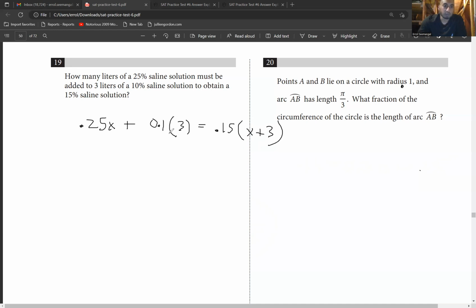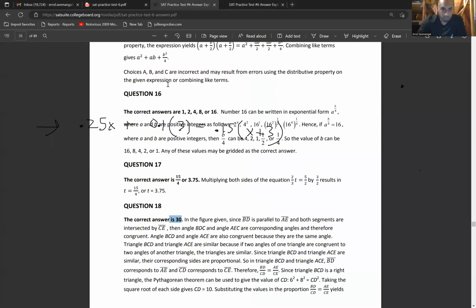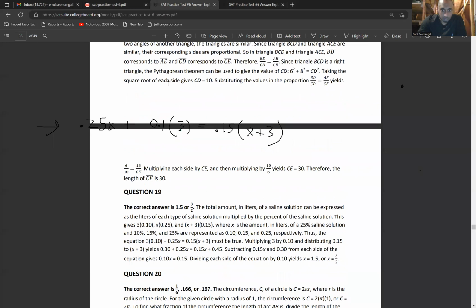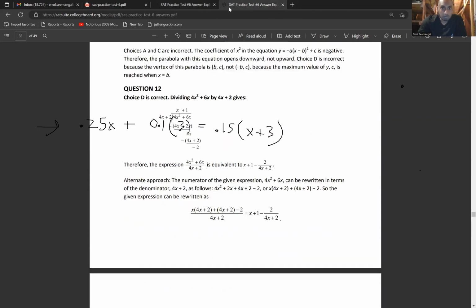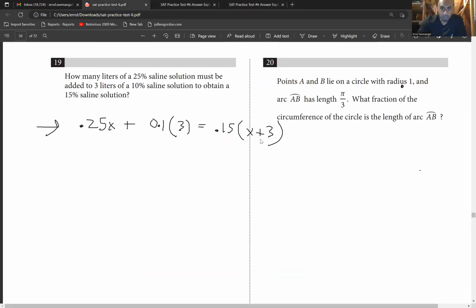The main thing on this question is getting this first equation right, which I think I got wrong. So let's see what 19 is. 1.5. How are they getting the 1.5? Yeah, they did x plus 3 times. Okay. So okay, I was right then. Am I right? Is this right then? I think so.